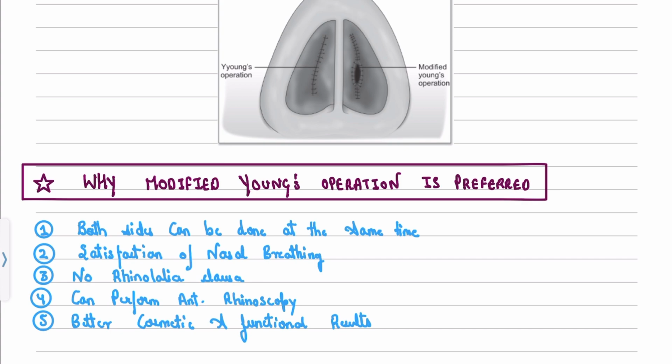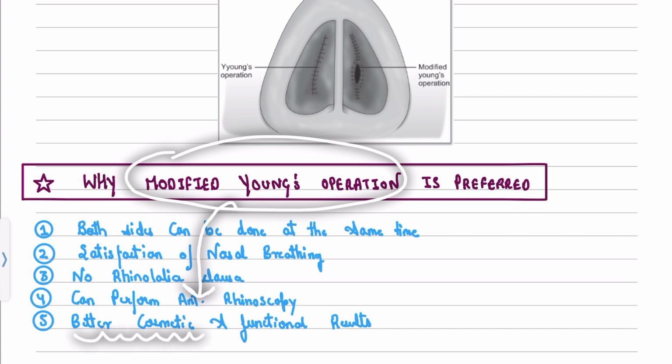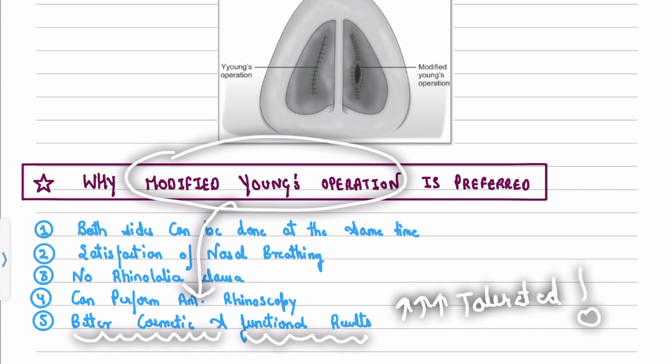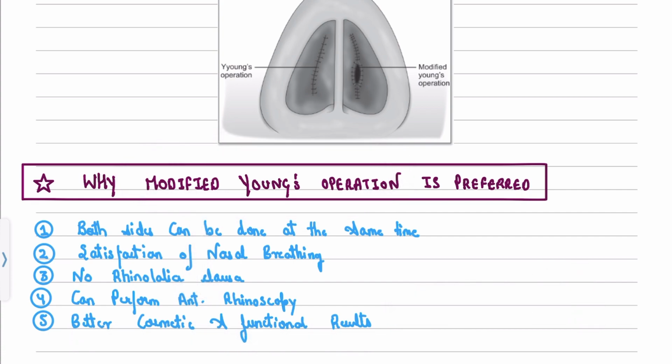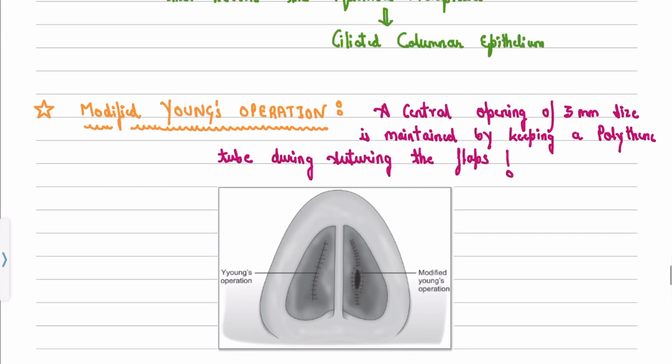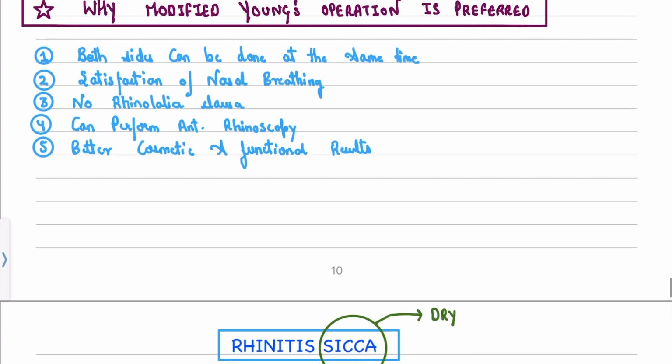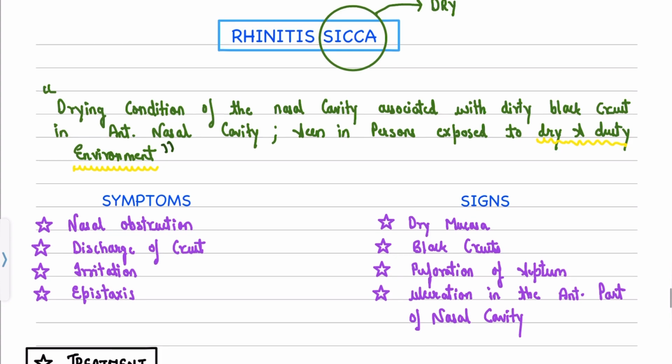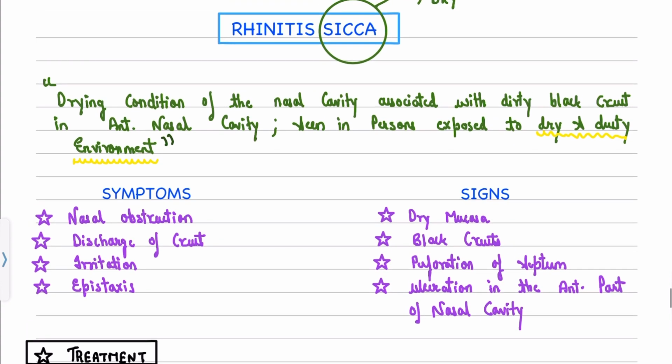And along with all this, modified Young's operation is cosmetically better, and it gives better functional results because it is much more tolerated. So this was all about the management of atrophic rhinitis. Each and every single point is highly important. Okay, let's move to the remaining two very small topics in chronic rhinitis.